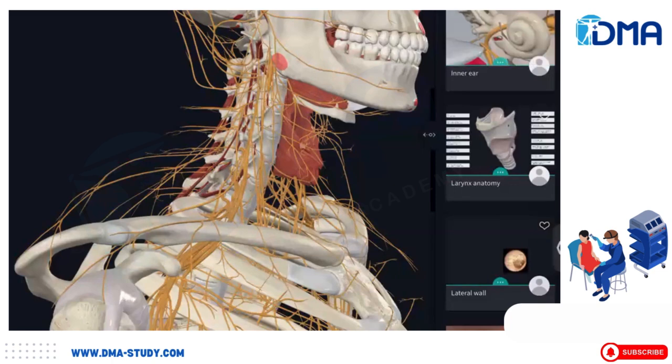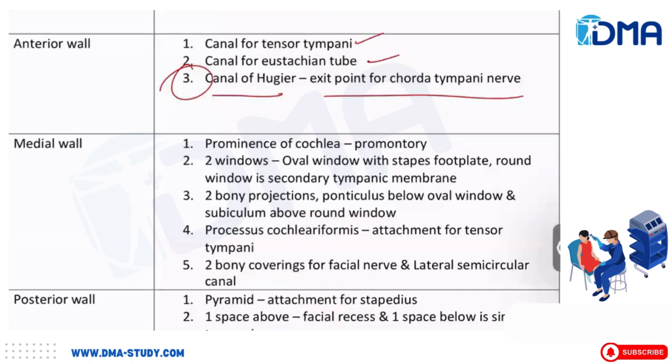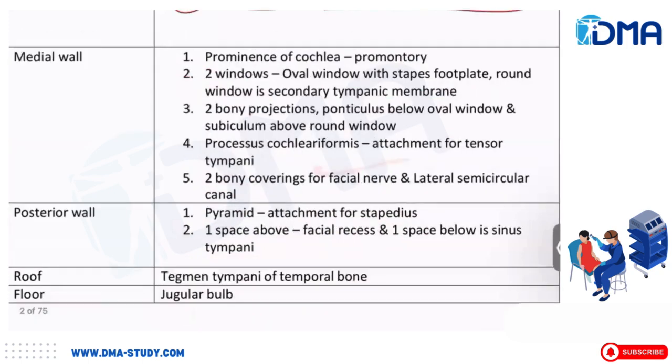Okay. So you just look into this medial wall of the middle ear. We have to underline the points and understand the points. Prominence of cochlea is called promontory. Two windows, oval window, round window. Two bony projections, and processus cochleariformis forms an important attachment for the tensor tympani tendon. Two bony coverings for facial nerve and lateral semicircular canal, very, very important.